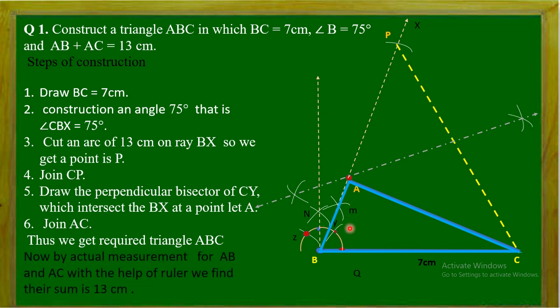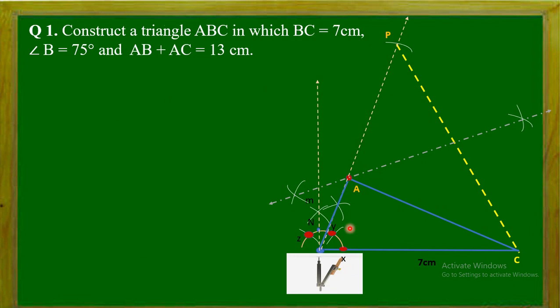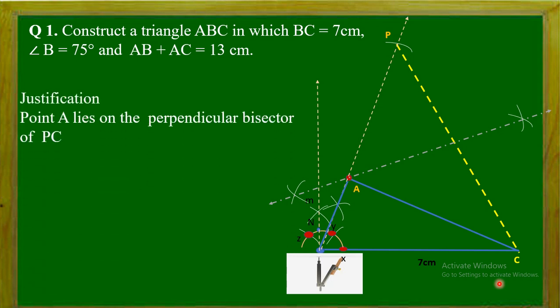So let us justify it. For justification, we have this point A, which is a point on the perpendicular bisector of this line segment PC. A lies on this perpendicular bisector of PC, meaning PA and AC are two equal line segments. AP and AC are equal. Now let us take the line segment BP. This line segment BP is the sum of the two parts BA and AP. So BA plus AP equals BP.